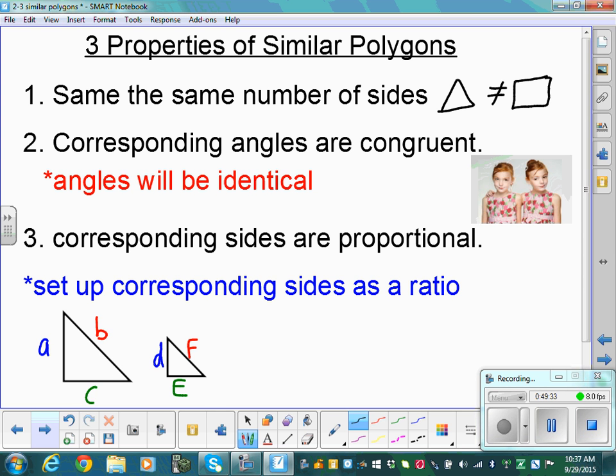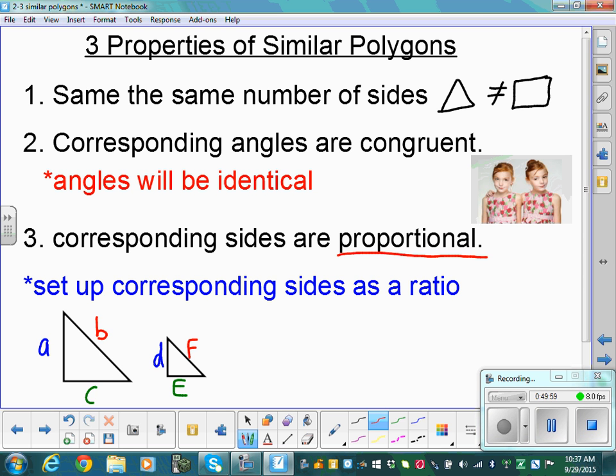All right, and then number 3, corresponding sides are proportional. Now notice I said proportional, not equal. So corresponding sides are proportional. They're not going to be equal. One of them is going to be really large and one of them is probably going to be small. So they're not going to be equal, but we will set up a ratio of corresponding sides and those ratios must be equal. So that's the most important part.